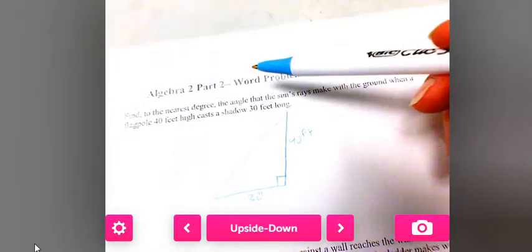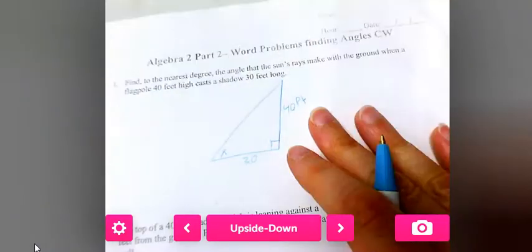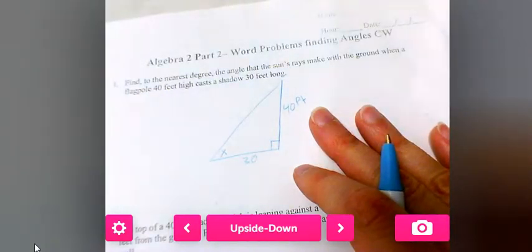So here's my shadow. That's supposed to be a 90-degree angle. And your shadow is 30 feet long. It wants to find, to the nearest degree, the angle that the sun rays make with the ground. So right here, it's looking for that. If you can set up your picture, you've got it.